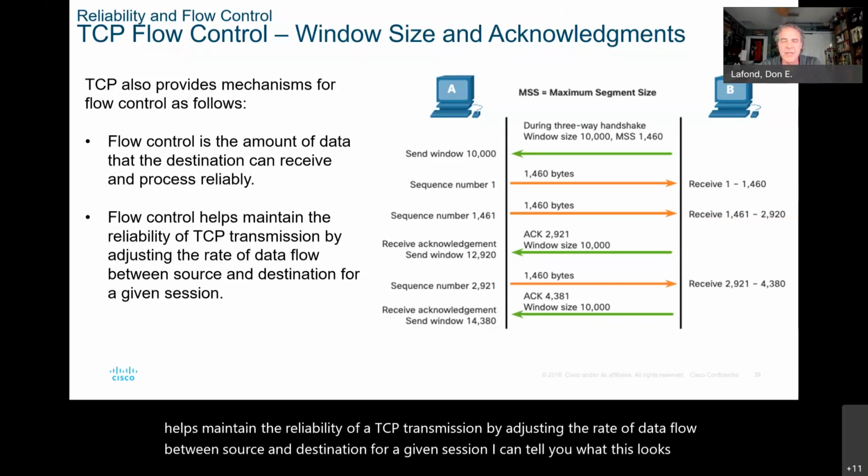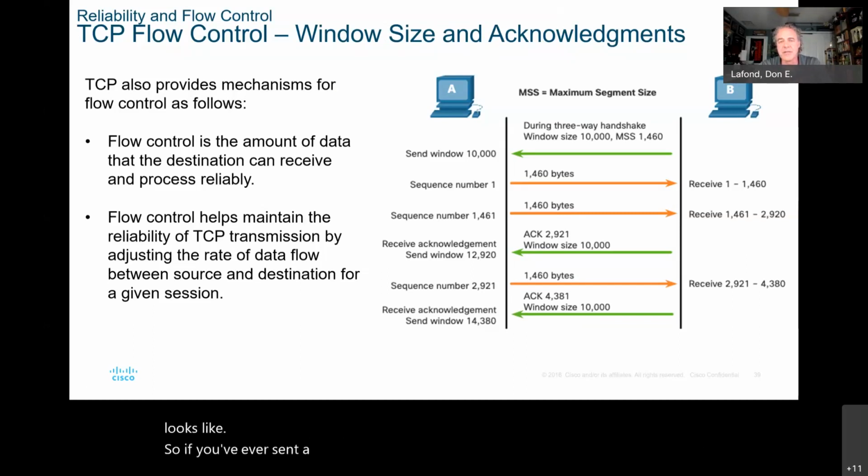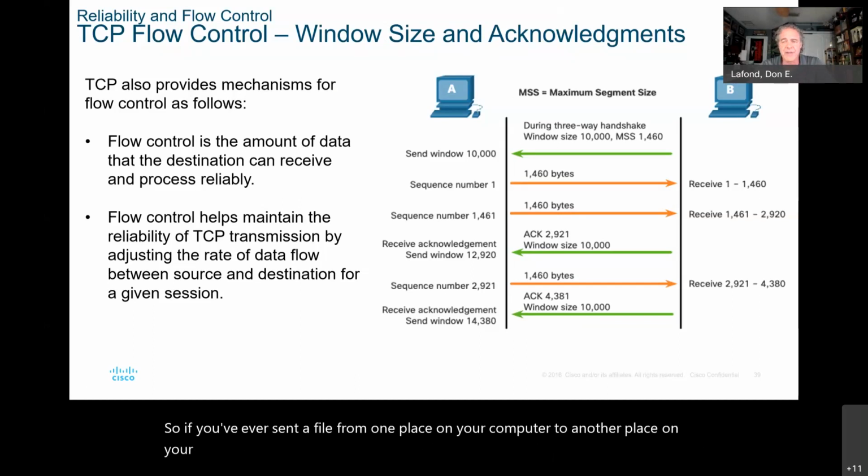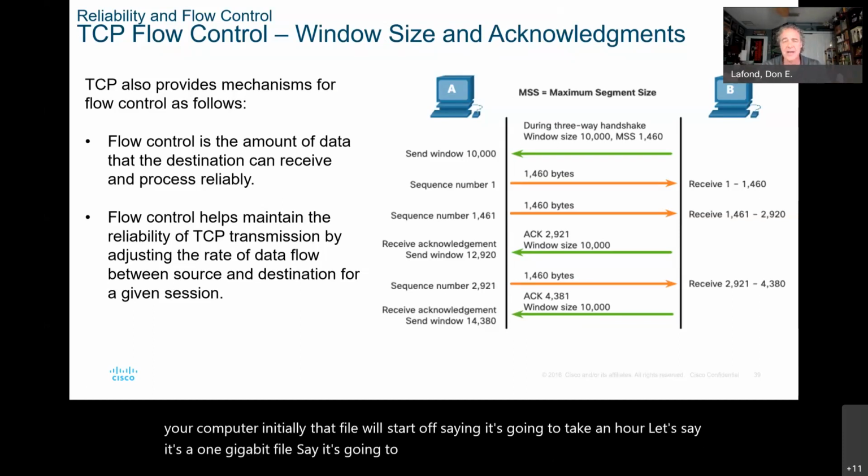So if you've ever sent a file from one place on your computer to another place on your computer, initially that file will start off saying it's going to take an hour. Let's say it's a 1 gigabit file. It'll say it's going to take an hour. And then like a second later, it says, oh, it's going to take 10 minutes.